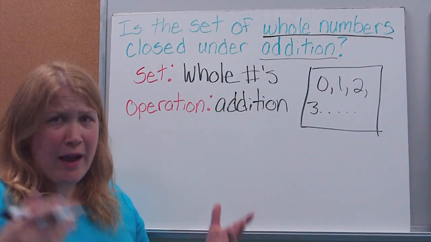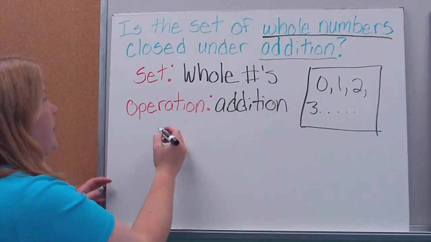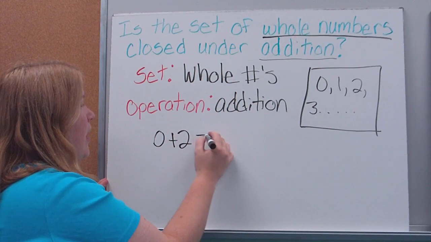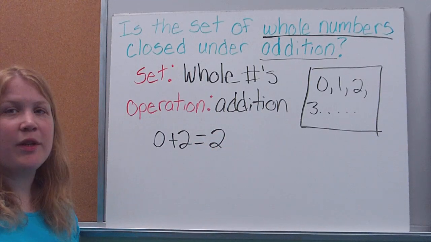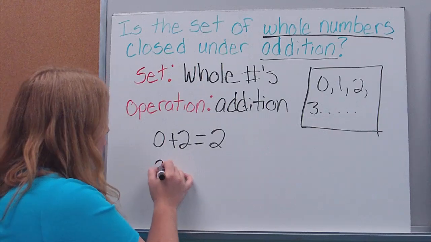So how am I going to figure that out? We're just going to pick a couple and give it a shot. So let's do 0 and 2. I get 2. Is 2 a whole number? Yes. So this could be closed. We could try a couple more just to check further.